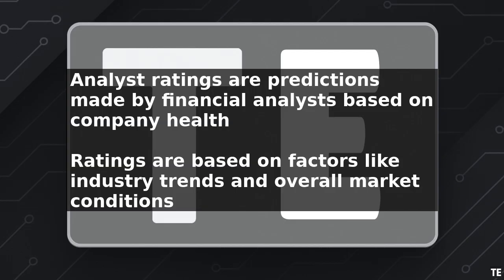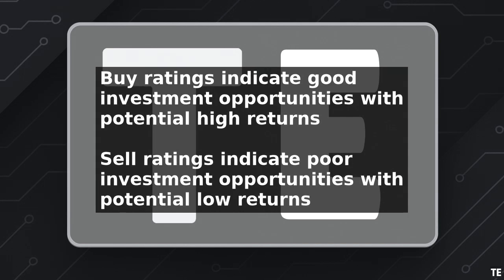To access analyst ratings on Robinhood, users can navigate to the stocks page and scroll down to the ratings section. Here, users can see the current rating, as well as a breakdown of the number of buy, sell, and hold ratings. Users can also see the average price target, which is the average price at which analysts believe the stock will trade in the future.